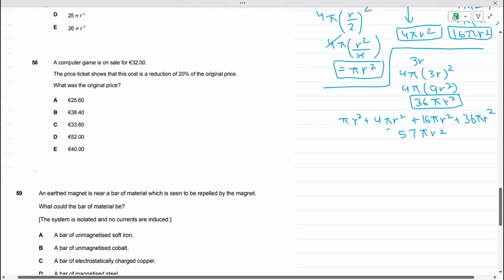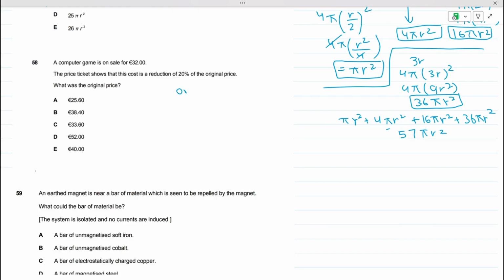Let's move towards the 58th question. A computer game is on sale for 32 euro. Okay. The price ticket shows that this quote is a reduction of 20% of the original price. What was the original price? So we are just supposed to find the original price. Let's suppose the original price would be 100%, right? So original is what? It would definitely be 100%.